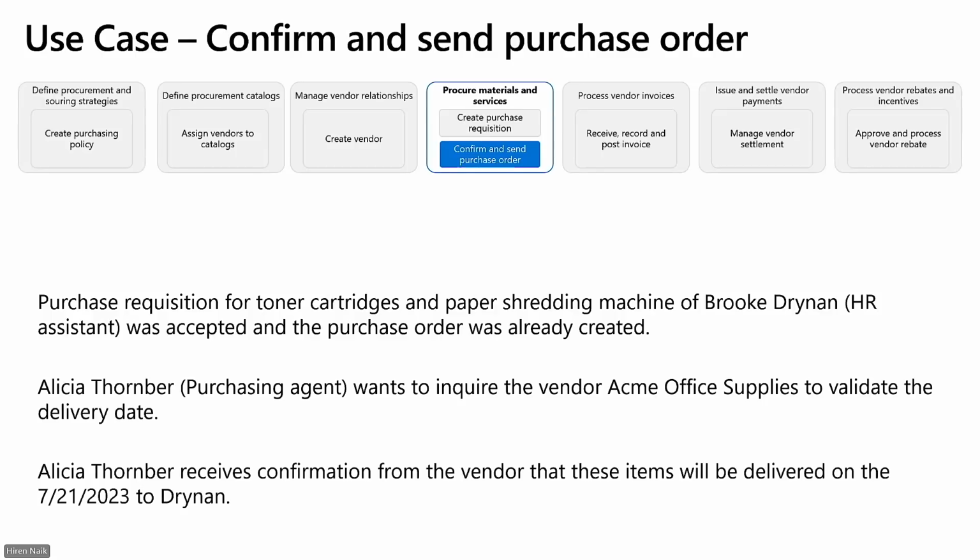The purchase requisition for toner cartridge and paper shredding machine for Brooklyn was accepted, and the purchase order was already created. So Alicia Sunburn, purchasing agent, wants to contact the vendor Acme Office Supplies to validate the delivery date. Alicia Sunburn received confirmation from the vendor that these items will be delivered on the 21st of July 2023 to Brooklyn. Now let's jump into the demonstration.